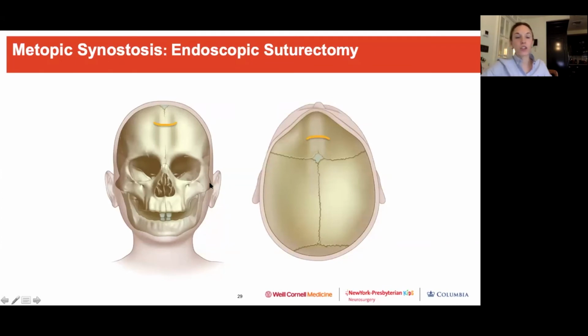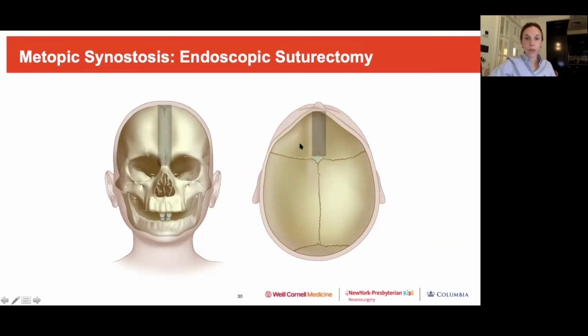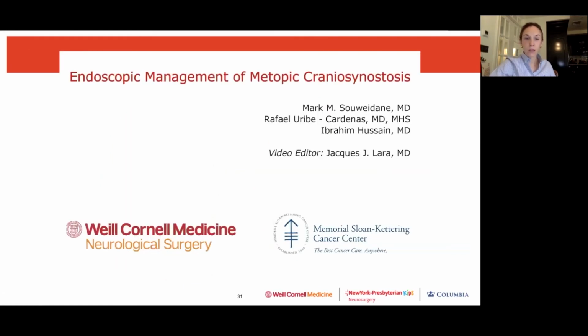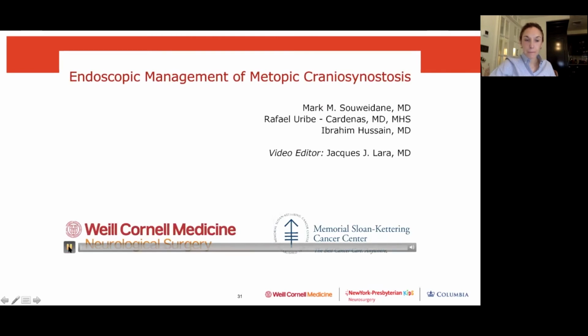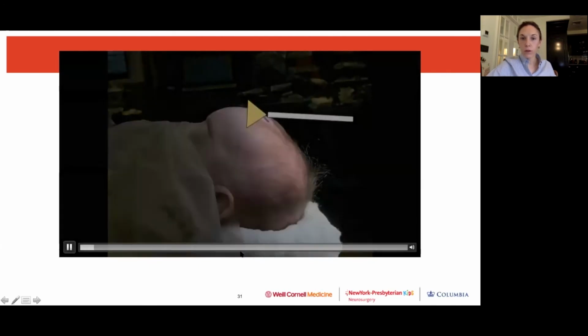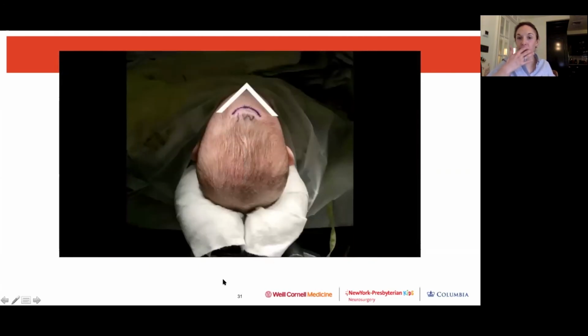So where are the incisions placed and what does it look like? We'll walk our way through metopic synostosis, sagittal synostosis, and coronal. So, metopic synostosis. You place your incision behind the hairline so it's cosmetically silent. You remove the strip of bone that's shaded out here with your endoscope, your drill, your Tessier scissors, and your Sonopet. And this is what it looks like. So there's your incision behind the hairline so you never see it.